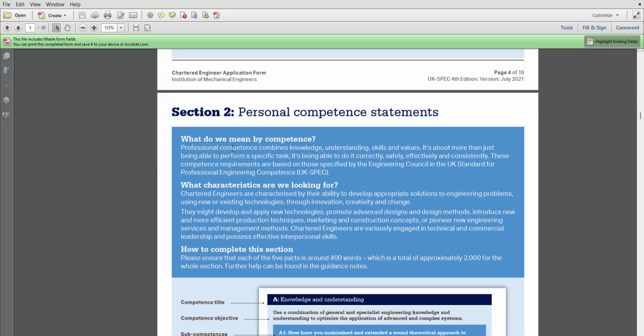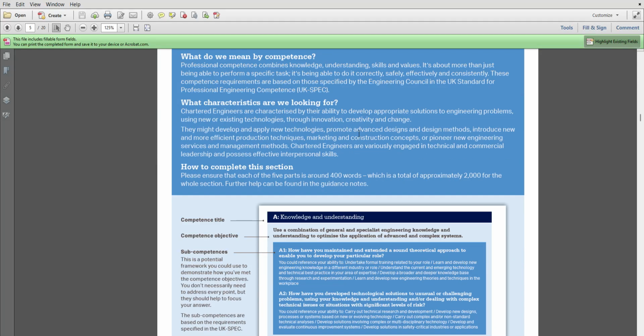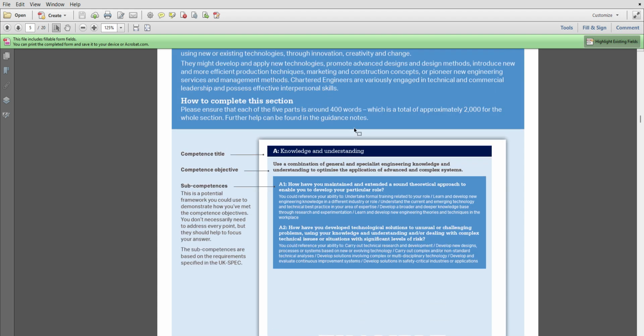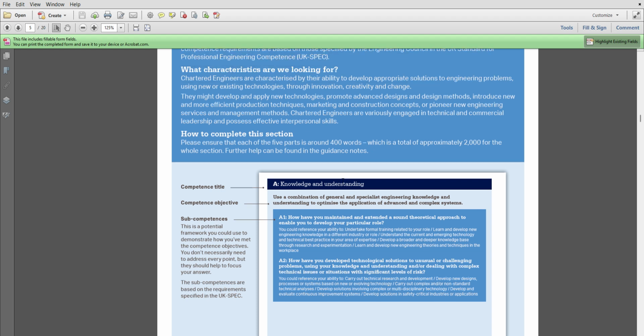Section 2 is on personal competence statement. So this is where we talk about the different UK-SPEC competencies. Starting with competence A on knowledge and understanding. Now the thing to note is that you have 400 words approximately per attribute. And if you times that by 5 attributes, you come up with 2000. So it means you don't have that much room to work with. So make sure every piece of information you put in counts.